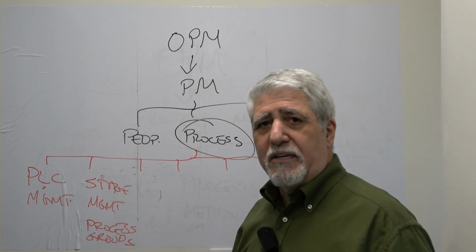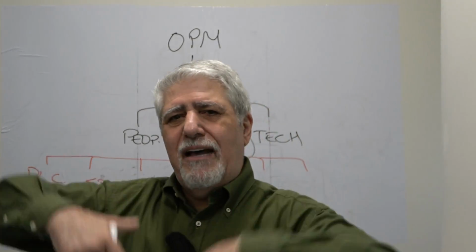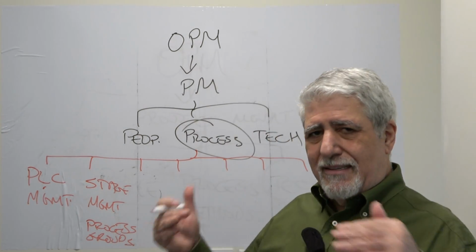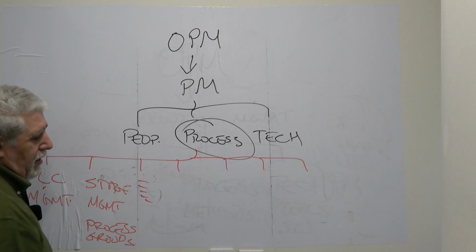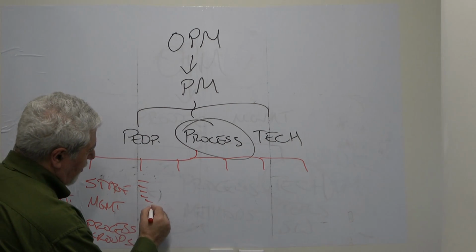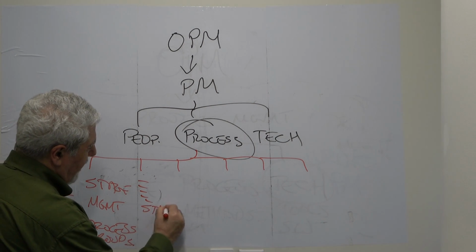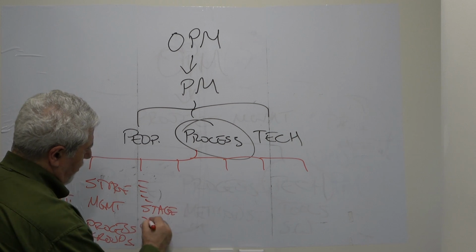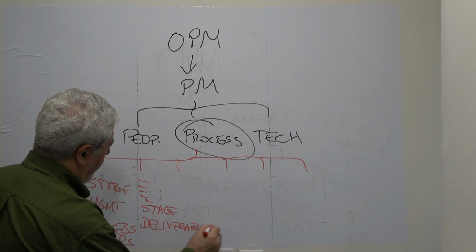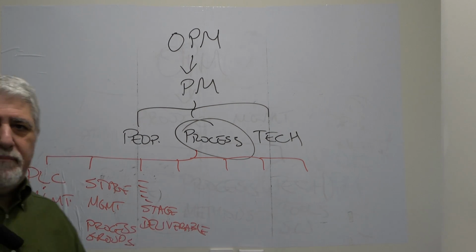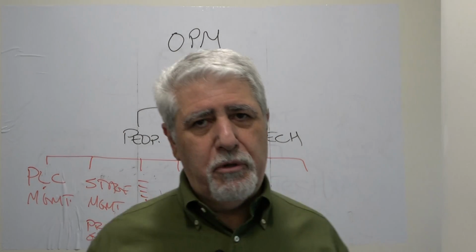In addition to stage management, now let's zoom in on what's inside a stage. What is inside a stage, typically there is some work that needs to be done. And at the end of the stage, we need to deliver something called a stage deliverable. A stage deliverable is typically the result, the output of a stage.